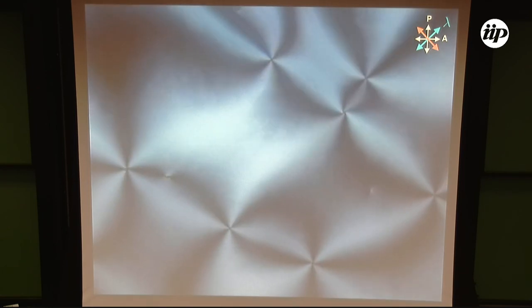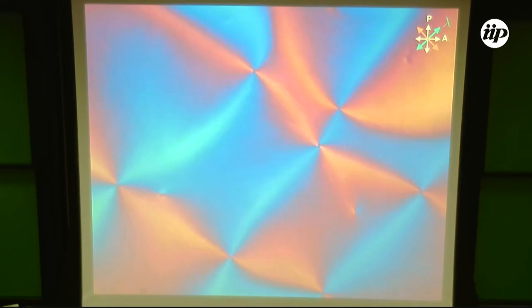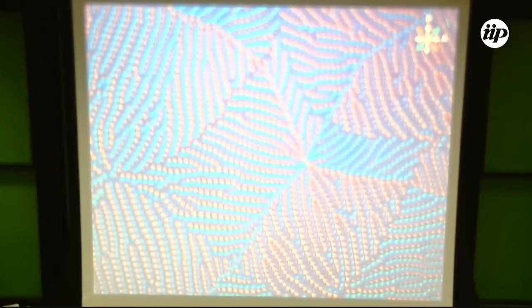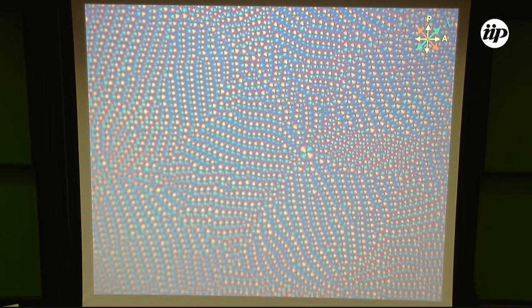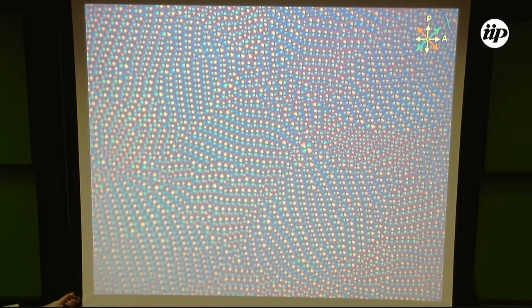Boojums for a while. Cooling now. Here's quarter wave plate microscopy, but still Boojums. And now stripes. Stripes break up into rows of focal conic domains. And the focal conic domains relax and become more circular.